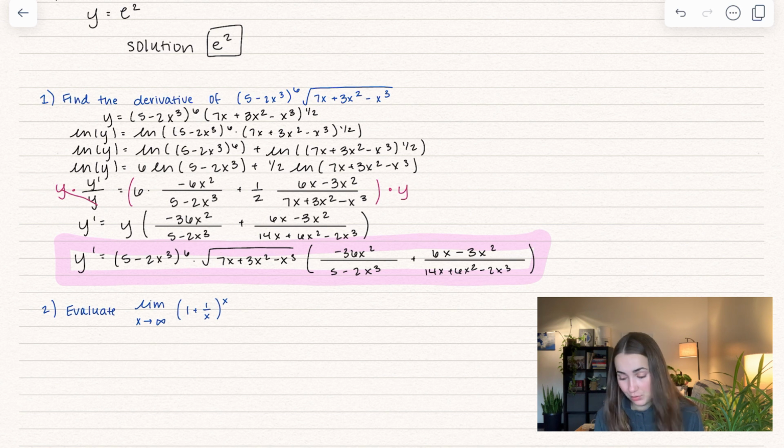So if you were to set up product rule, you would end up with the same solution. You probably have to simplify it a little bit in order to get here, but this is how we can use logarithms to also get to our solution.